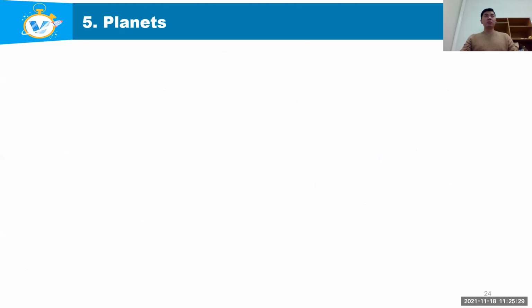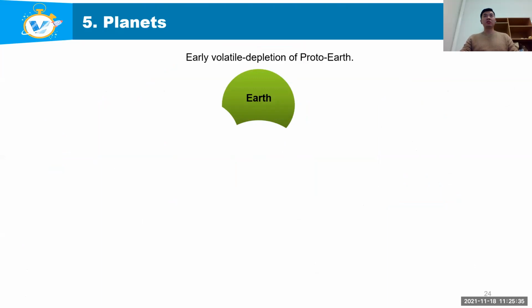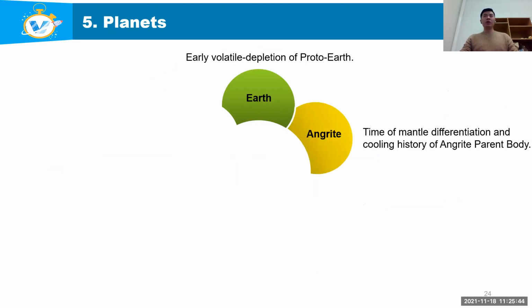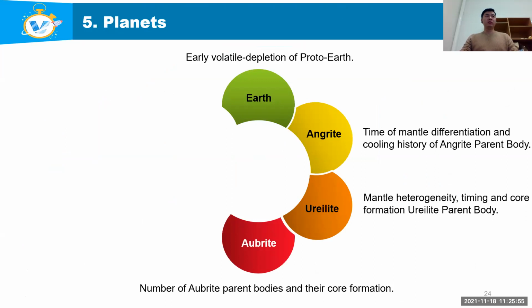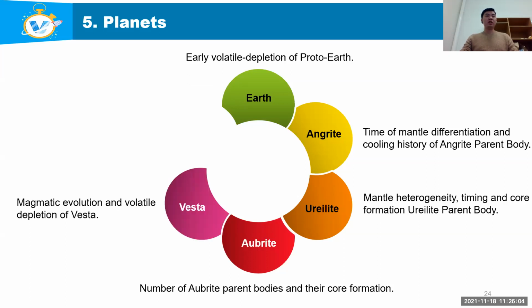Section 5 is about the planets, and I will mainly introduce six different planets. The first is Earth. I mainly use chromium isotopes to study the early volatile depletion of the proto-Earth. Then the Angrite parent body, the Angrite being the titanium-rich planet, and also the Ureilite parent body, the Ureilite being a carbon-rich planet. And the aubrites. Aubrite is very reduced and has a strong relationship to enstatite chondrites. And Vesta, and this planet has already been observed by our spacecraft, I think. And finally, it's about Mars.